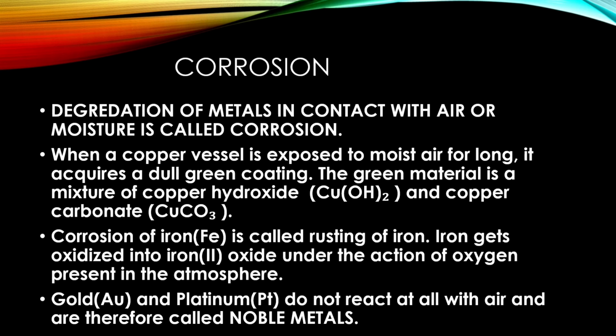Next we have corrosion. So what is corrosion? Degradation of metals in contact with air or moisture is called corrosion. When a copper vessel is exposed to moist air for long, it acquires a dull green coating. The green material is a mixture of copper hydroxide, which is Cu(OH)2, and copper carbonate, CuCO3. Corrosion of iron is called rusting of iron. Iron gets oxidized into iron oxide under the action of oxygen present in the atmosphere. Gold and platinum do not react at all with air and are therefore called noble metals.